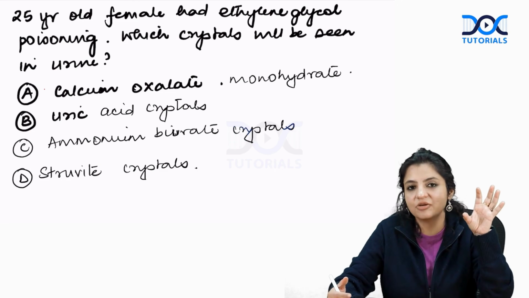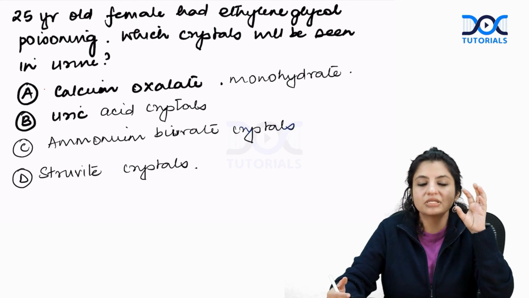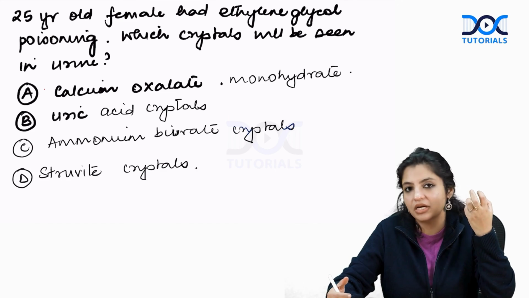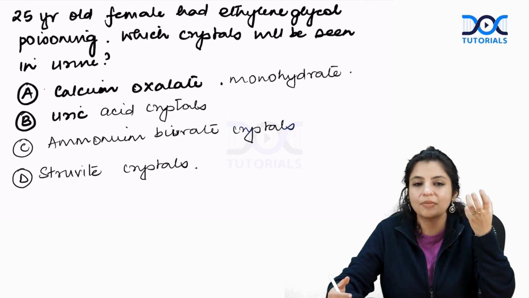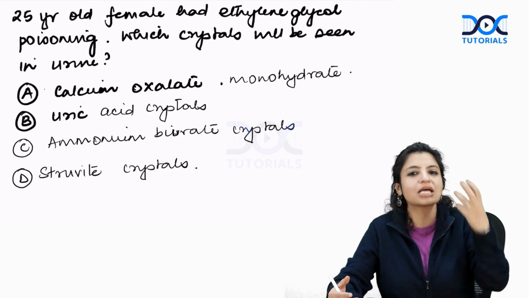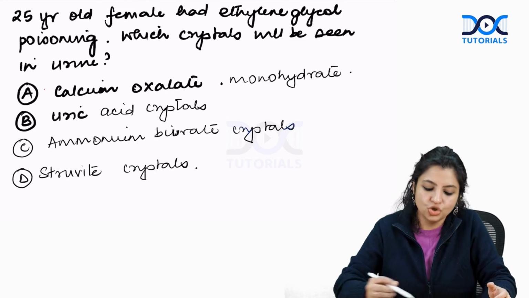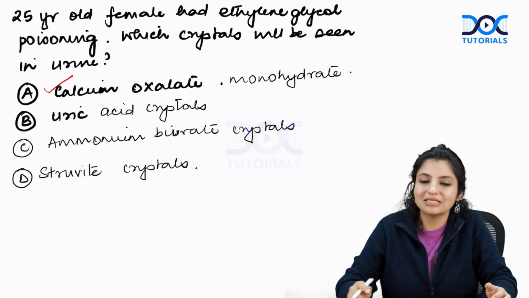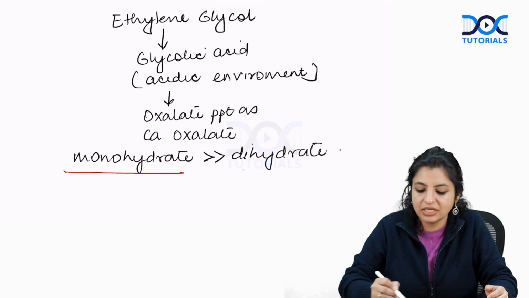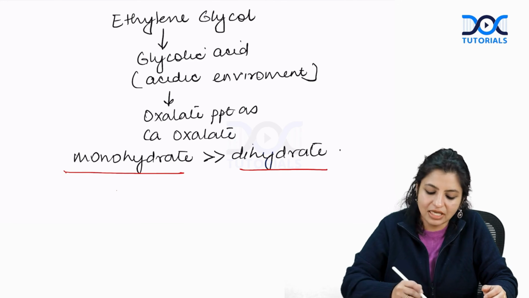This gives an acidic pH, and what happens is the oxalate gets trapped in it. It catches calcium and forms calcium oxalate crystals. So usually you see calcium oxalate crystals, and remember monohydrate crystals are more common than dihydrate crystals.